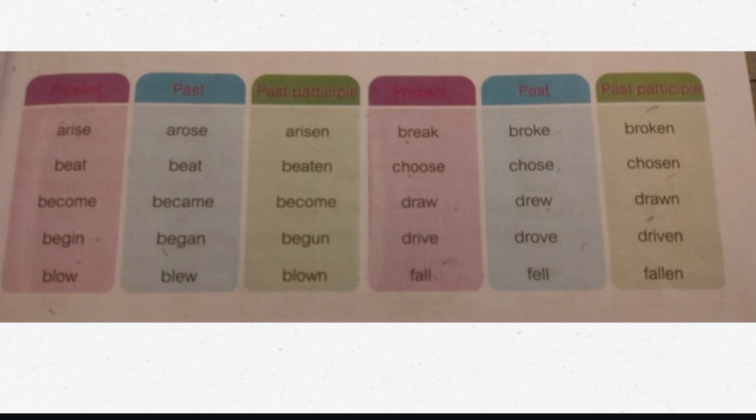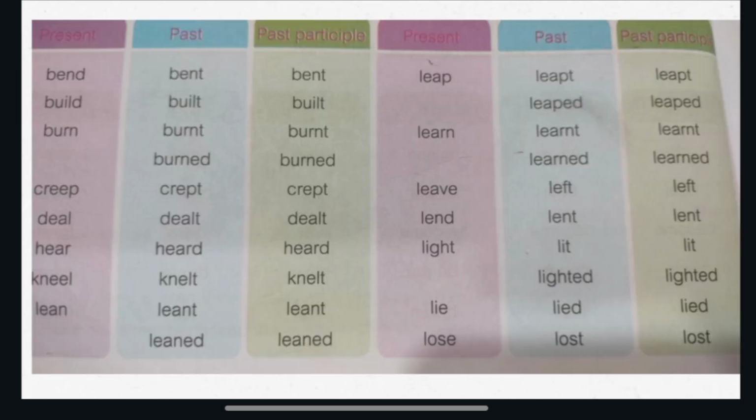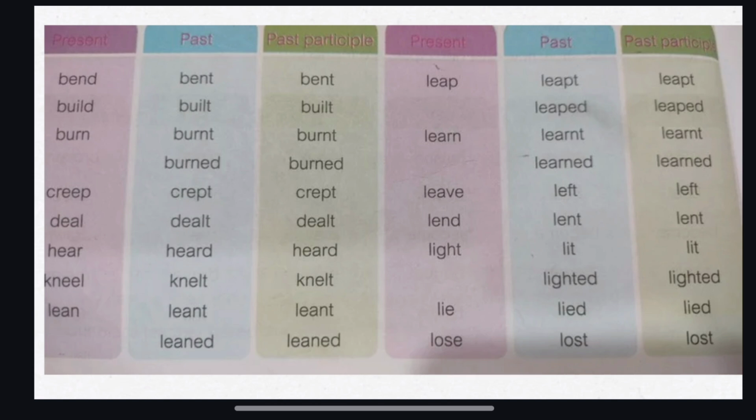Here are some past participles. You can read it once and go through the chart. These are some of the verbs which have the same past and past participle form. There are certain verbs which have the same present, past, and participle form. They are: bet, cut, put, split, cost, let, shut, upset, read, spread, etc.